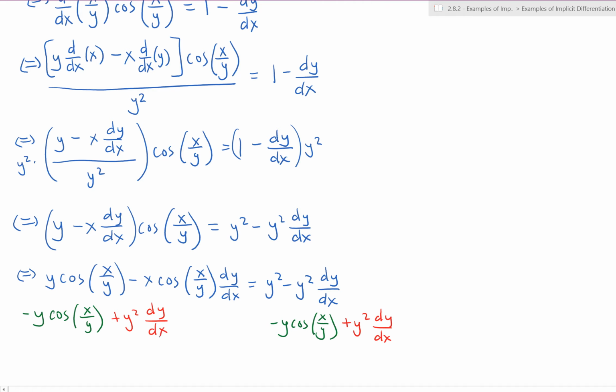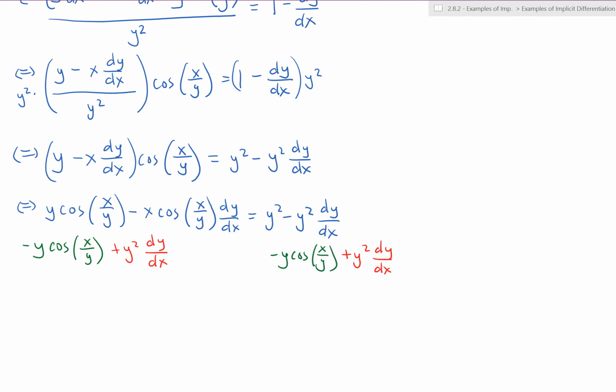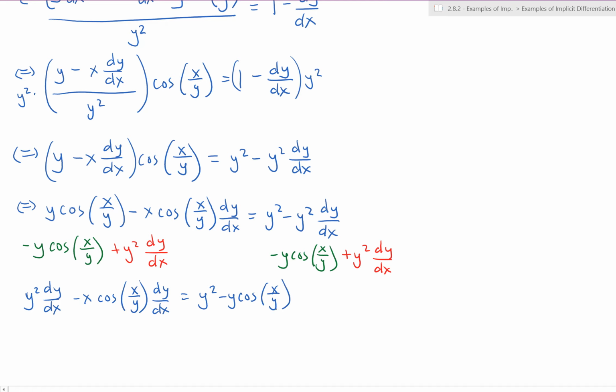And what that does is give all my dy/dx terms on one side and all the non-dy/dx terms on the other side. So what's left on the left-hand side? We have a positive y squared dy/dx from the red term minus an x cosine of x over y dy/dx, as so. Right-hand side, we're still going to have the y squared term, and then we're also going to have the minus the cosine of x over y term.